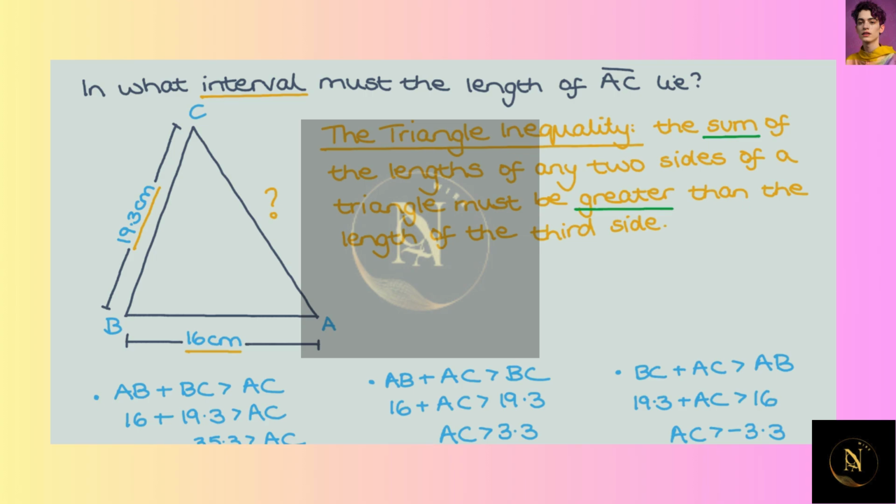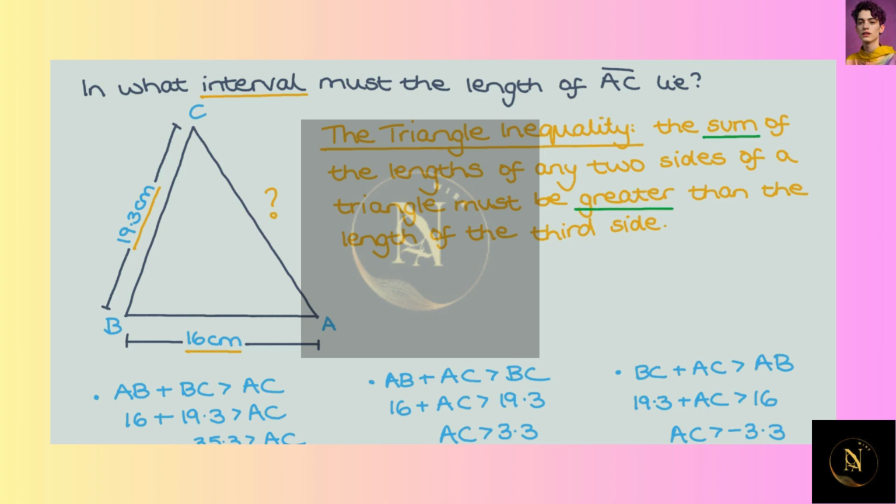Now that has to be true because AC represents the length of one side of a triangle, so it has to take a positive value. So whilst this inequality is true, it hasn't given us any meaningful information about the length of AC, which means it's just the first two inequalities that we need to look at.